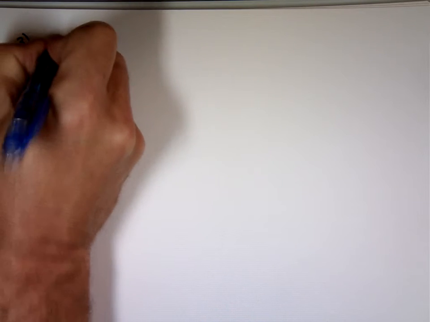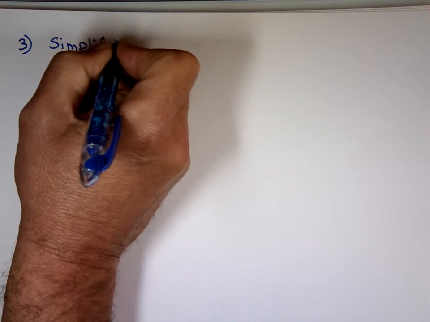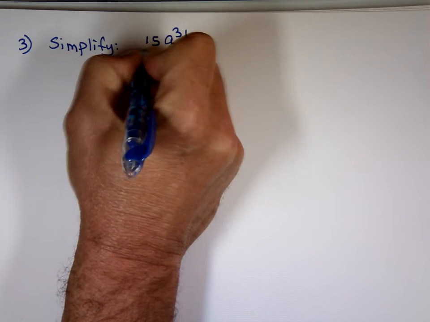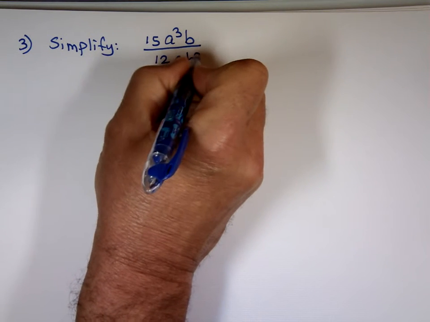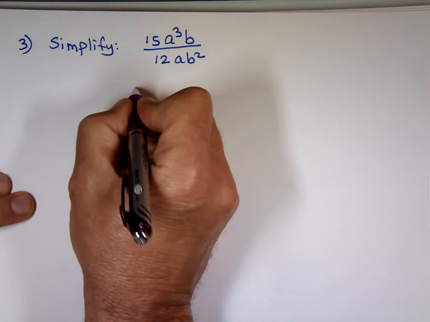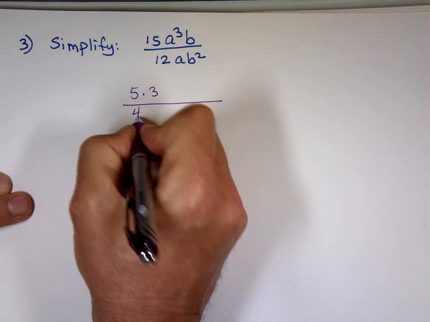Question number 3. Simplify 15a cubed b over 12ab squared. Let me look at the 15 and the 12. Both of these numbers are divisible by what? They are divisible by 3. So I can take the 15 and make that 5 times 3. And I can take the 12, make it 4 times 3.